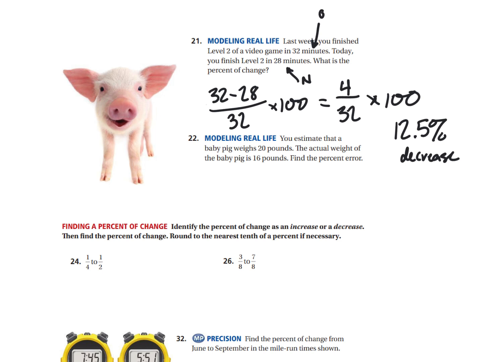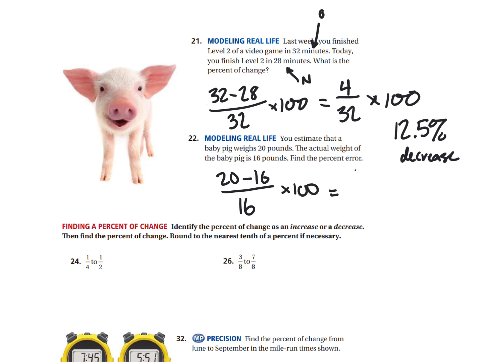Alright, number 22 is all about percent error. Remember, the only thing that changes for percent error is the fact that instead of dividing by the original amount, I divide by the actual, or like I like to say, if I did this right, this is what I should have gotten. Okay? You estimate that a baby pig weighs 20 pounds. The actual weight of the pig is 16. So 20 minus 16. If I had gotten it correctly, the weight I would have guessed would have been 16, since that's the actual amount. So that becomes the number we divide by.